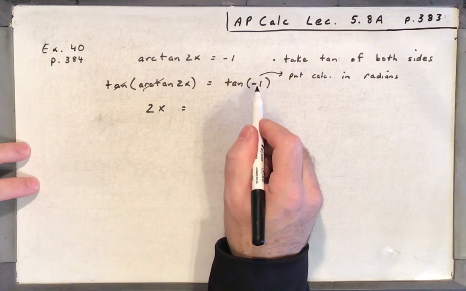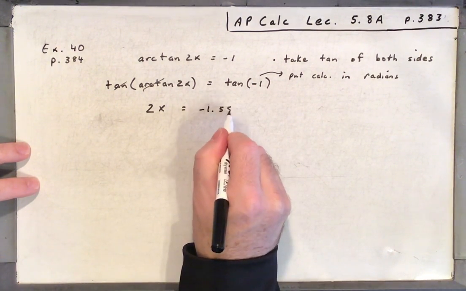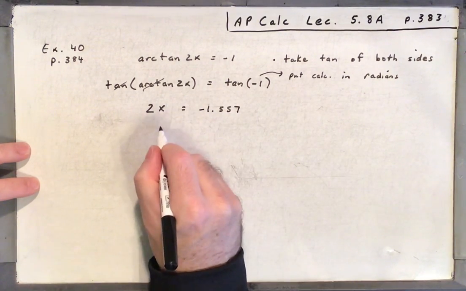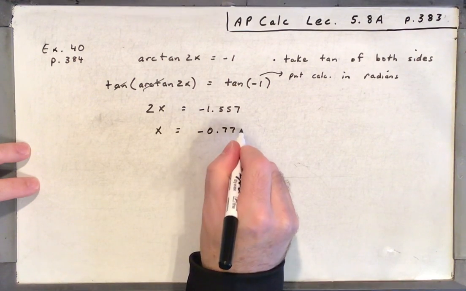Okay, so take the tangent of negative 1, you get negative 1.557. It's 3 decimal places. So x divided by 2, you get negative 0.779.